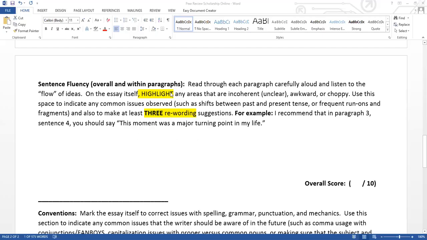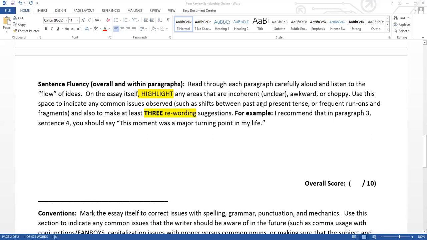So on the essay itself, we're going to highlight any spots where you notice that something's awkward, and you'll be able to spot that best if you read it out loud, okay? Then you'll also want to use the space below to indicate any frequent issues that you observed or any really specific issues that you observed in specific paragraphs, okay?